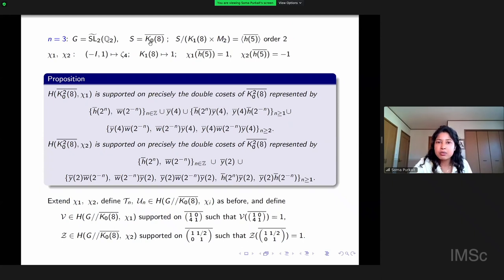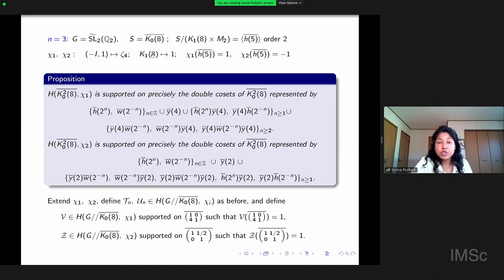So we take S equal to this K naught 8 bar now, and we observe that if we look at this quotient group S modulo K1 H plus M2, then it's generated by H5. If you can write it explicitly. And chi1 and chi2, let's define chi1 and chi2. Now we define two characters on S. So K1, 8, take it to a trivial.